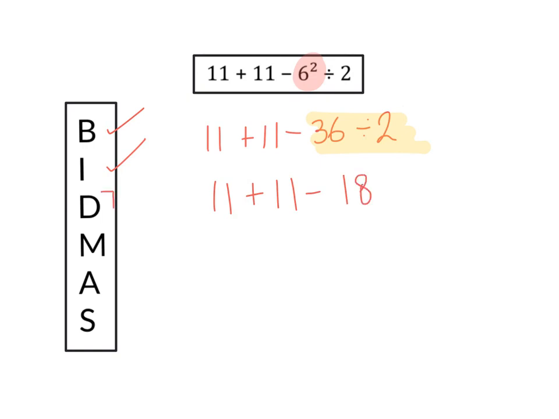Now division and multiplication actually come at the same time. There's no multiplication anyway. Addition and subtraction also come at the same time, which means that whenever you get addition and subtraction in one calculation, you take them at the same time, which means that you read them left to right. So now I'm going to do 11 add 11 is 22, take away 18, which is 4.